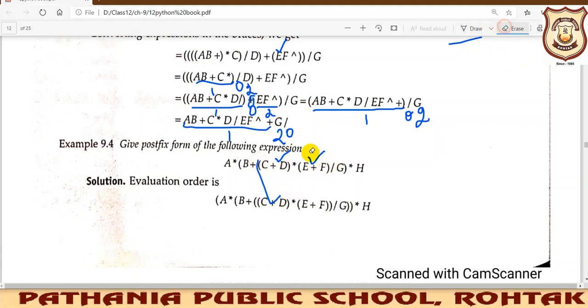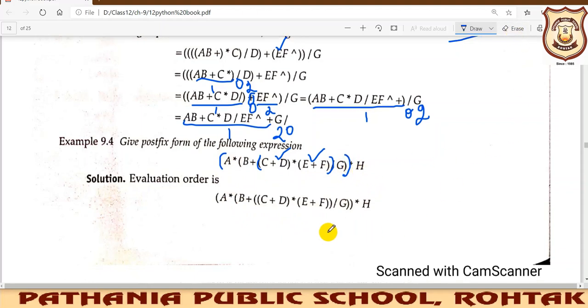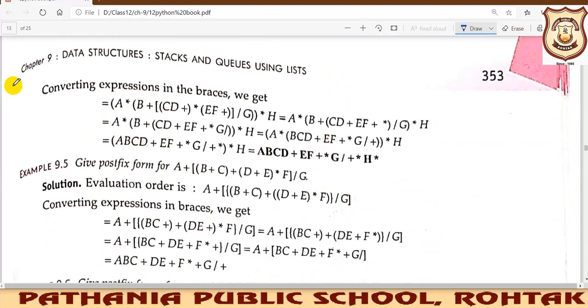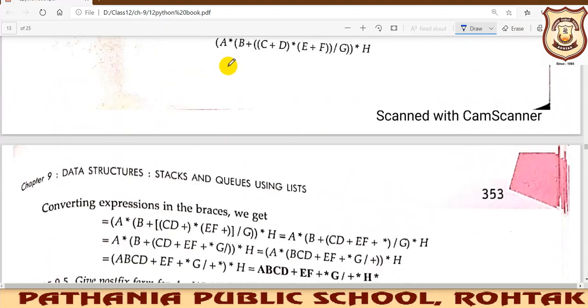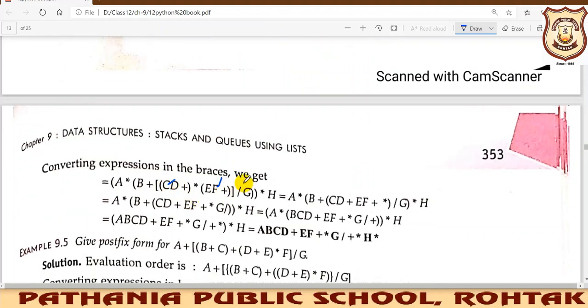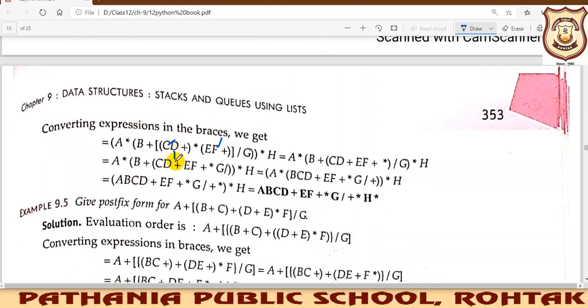So you will put a bracket here, one bracket starting here and ending here. In this way, one bracket you can put at this place also. So let us go to the next page. First what we have done, we have solved these two brackets, this bracket and this bracket. You can see this is CD plus and this is EF plus. Once this has been solved, now we will try solving these two. This is operand number 1, this is the operator, and this is operand number 2. Again the same rule: first operand, second operand and then operator.